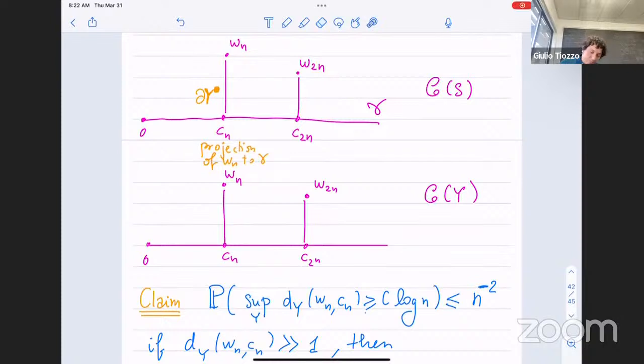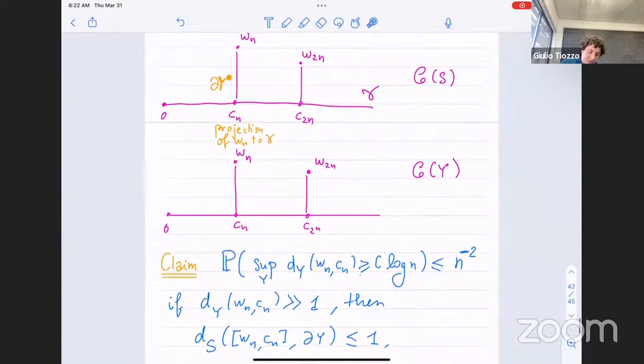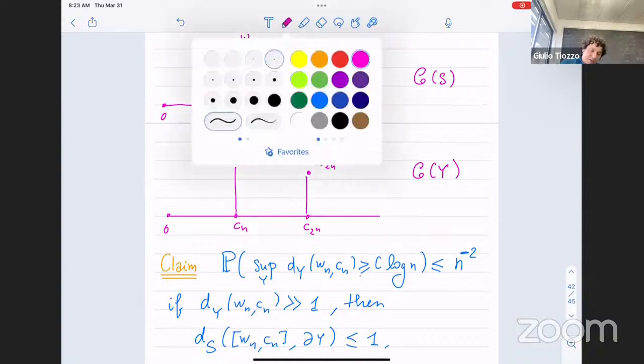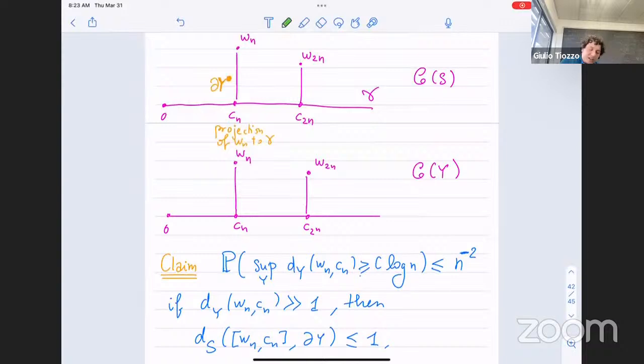So suppose that you do make a lot of progress in CY from Wn to Cn. Well, by the bounded geodesic image theorem, this is only possible if the geodesic segment, this one, passes close to the boundary of Y. But the other interesting thing is that we can control the distances because this walk makes linear progress. So this distance is roughly n in the big curve complex. This distance is roughly n in the big curve complex.